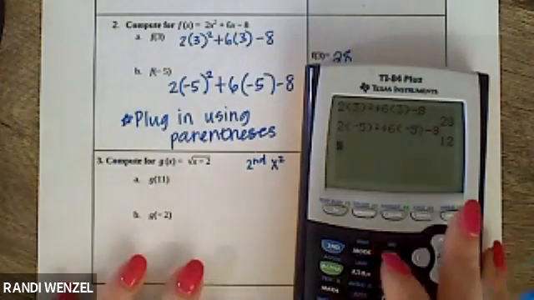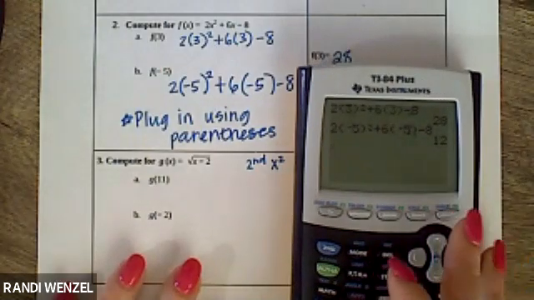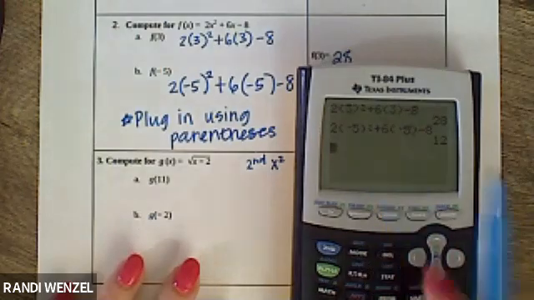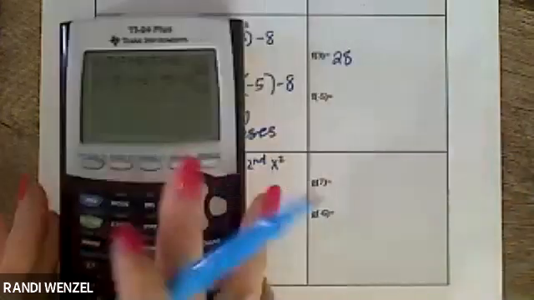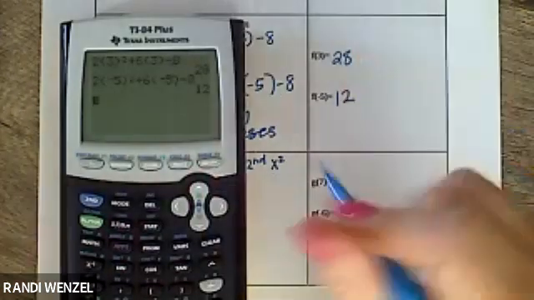And we get 12. If you got a different number, there's a good chance you didn't put your negative 5 in the parentheses with the squared outside. You should get 12.